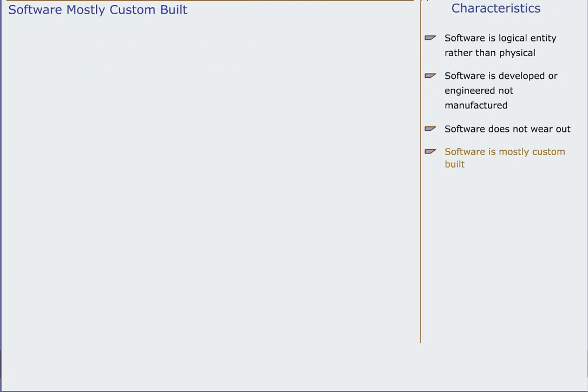Software is mostly custom built. This point logically follows from the first characteristic we explained, which states that software is engineered, not manufactured. As we have noted above, making copies of software is a simple task. Mostly, software which are to be built are custom software and they need to be engineered.